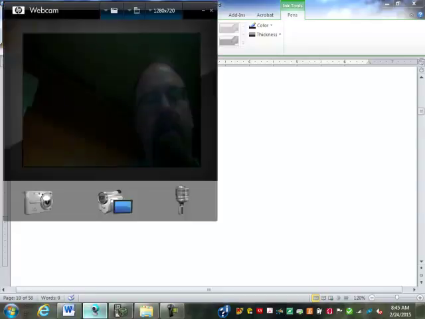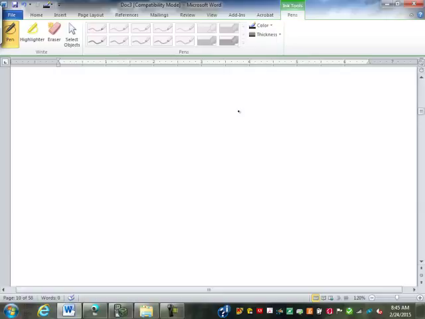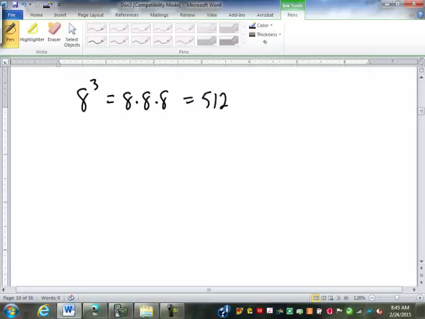So for today, to start out Unit 3, we're going to take a look at some powers again. We looked at things like this, 8 to the third before, and of course that is 8 times 8 times 8, or 512. What we're going to concentrate on today is powers of 10.